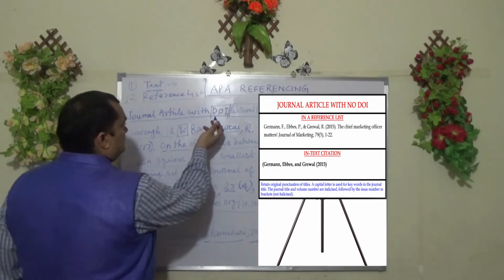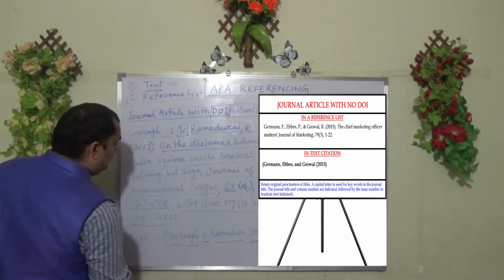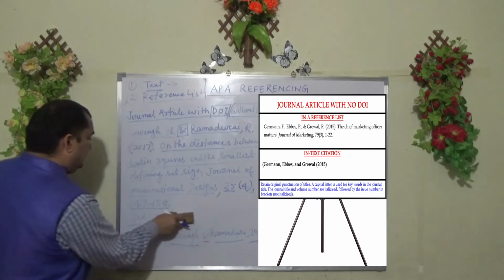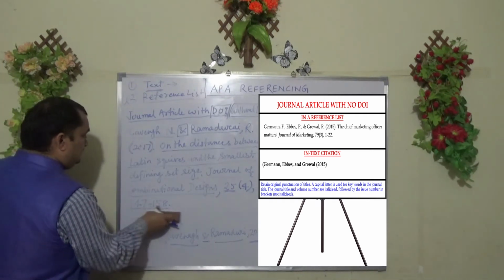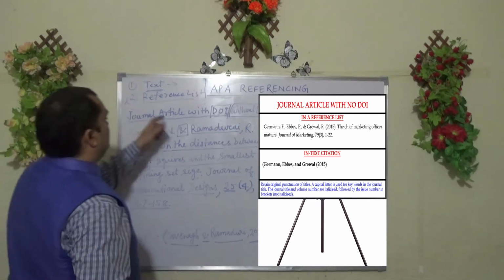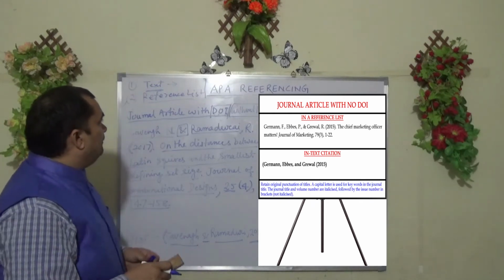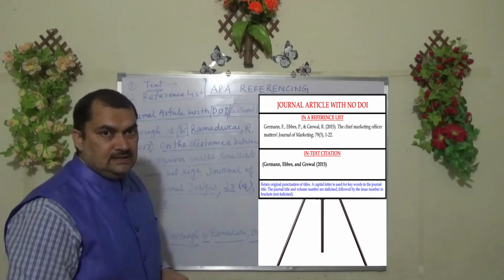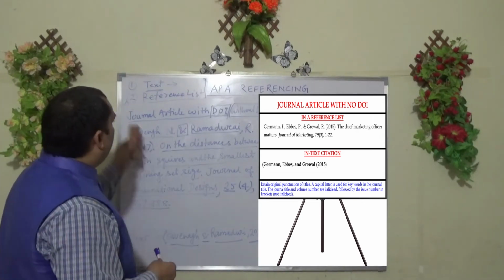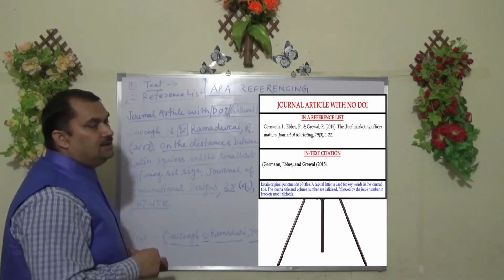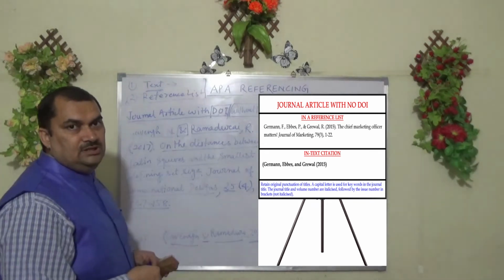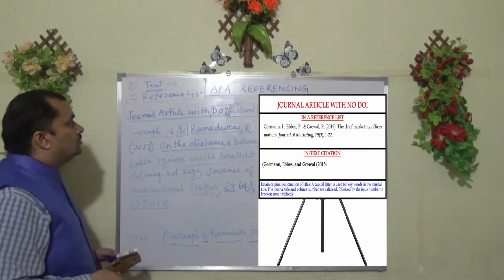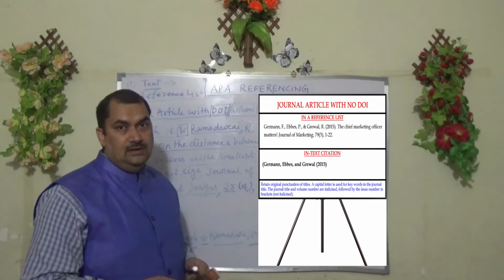Suppose this DOI is not available, so what do we do? We simply do not add the DOI in case it is not given in the journal article. So this way we deal with the case of a journal article when we write a research article, or prepare the reference list and add in-text citations in a research proposal or article. Let us see some other documents and how we deal with them.